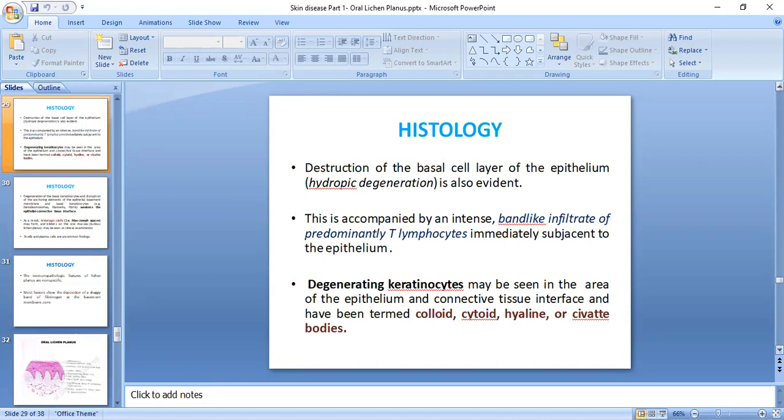Then there is destruction of the basal cell layer, which is also known as hydropic degeneration. Then band-like infiltration of predominantly T cells is seen. So this is important here. The inflammatory infiltrate is in the form of a band, and it is not distributed among the whole connective tissue. Degenerating keratinocytes may be seen in the area of the epithelium and connective tissue interface and have been termed colloid, cytoid, hyaline, or civatte bodies.